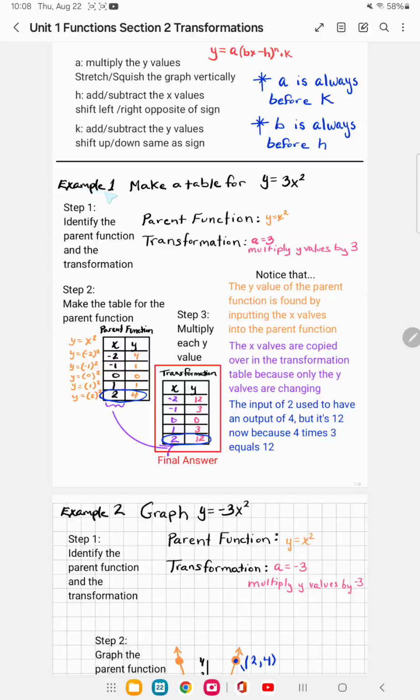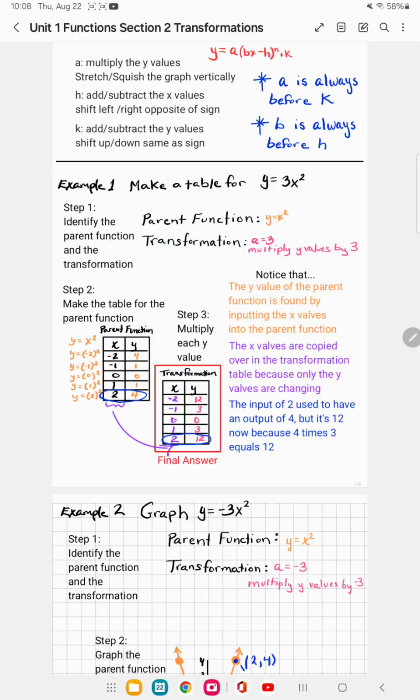So moving on, we're going to look at example 1. For example 1, we're going to make a table for y equals 3x squared. So step 1, identify the parent function and the transformation. When we do that, the parent function is y equals x squared. We know that it's x squared because when we take out the transformation of 3, that's what's left. Y equals x squared is our parent function.